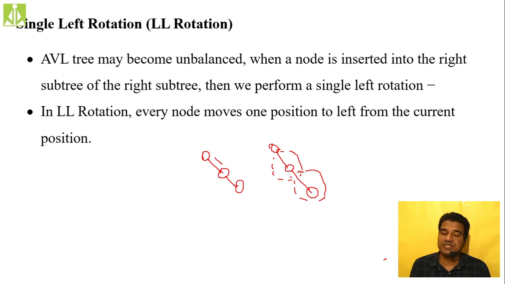So whenever you are doing insertion in such a way, right, right, we go for the opposite type of rotation. As we did right right, we perform LL rotation. So whenever you are inserting a new node into the right subtree of the right subtree, then we perform LL rotation, left left rotation. In left left rotation, we move every node one position in the left side direction.